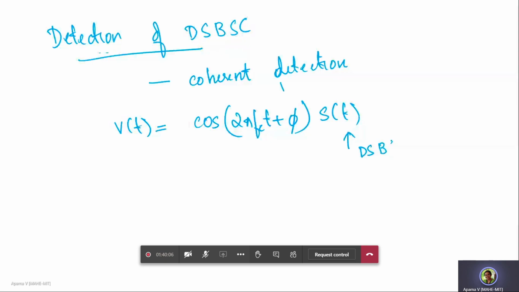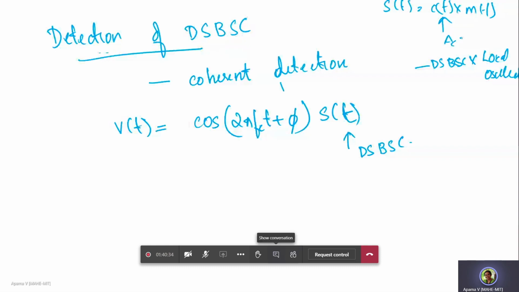So for the detection of the DSBSC signal, you are multiplying the input DSBSC signal with again a local oscillator signal, which is of the same frequency. What was s(t)? s(t) is c(t) into m(t). And this c(t), suppose that is Ac cos 2πfct.